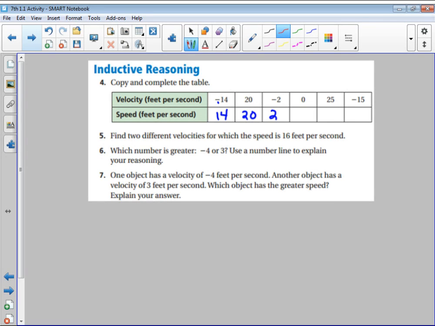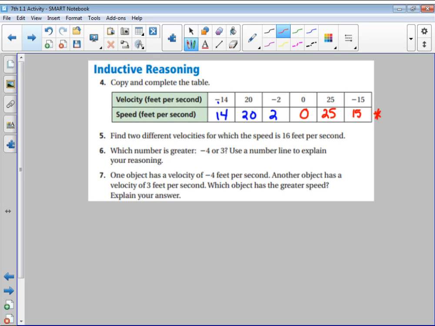Our answers for a velocity of 0 would be 0 for the speed. 25 feet per second for the velocity, the speed is also 25 feet per second. And negative, which would either be down or backwards, 15 feet per second, would still be a speed of 15 feet per second. So take note that all of our answers in this column ended up with positive answers. Speed does not include the direction.